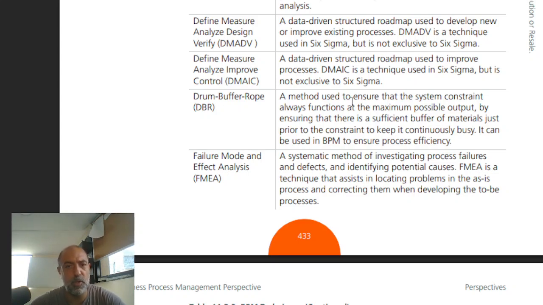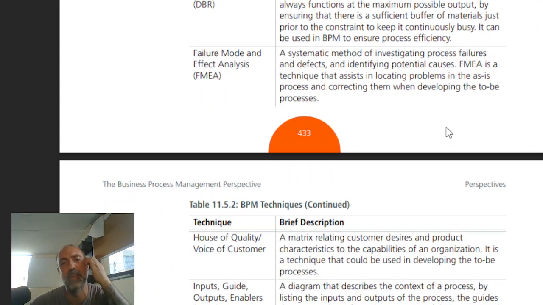A method, so separate every word, yeah? There's a drum, and there's a buffer, and then there's a rope. To ensure that the system constraint always functions at a maximum possible output, by ensuring that there is a sufficient buffer of materials, which is probably inventory, just prior to the constraint to keep it continuously busy. It can be used in BPM to ensure process efficiency.